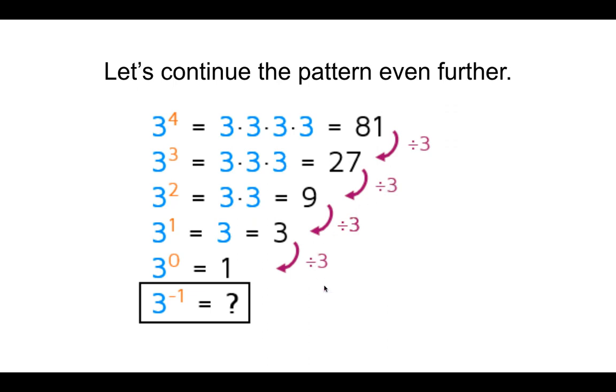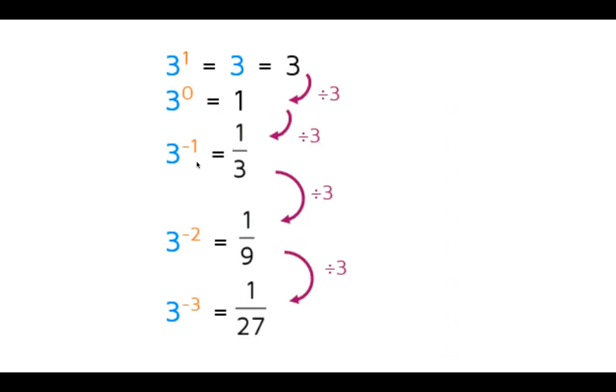If we continue this pattern into negative numbers, I think everyone agrees that negative 1 is 1 less than 0. This pattern should continue, so we should divide 1 by 3. If we divide 1 by 3, you get 1/3. So what we're going to learn here is that 3 to the negative first is 1/3. Negative exponents do not give us negative numbers. They actually give us fractions, okay?